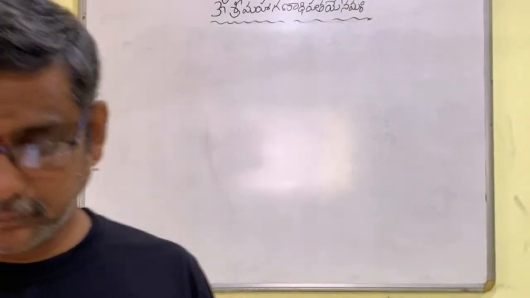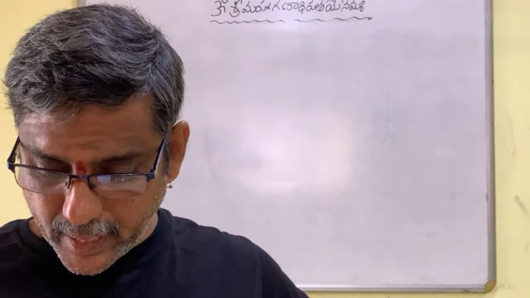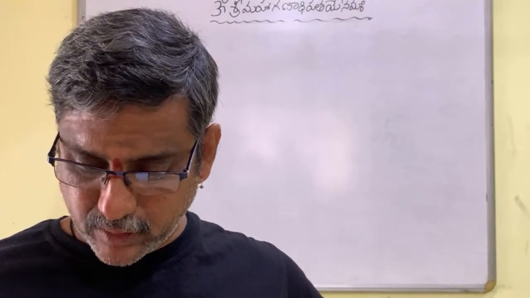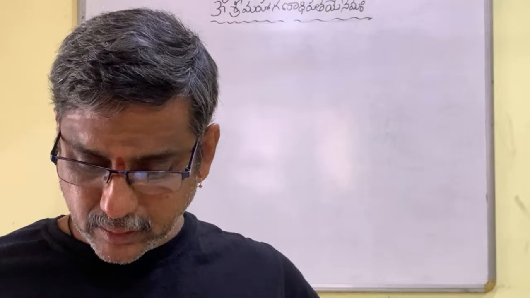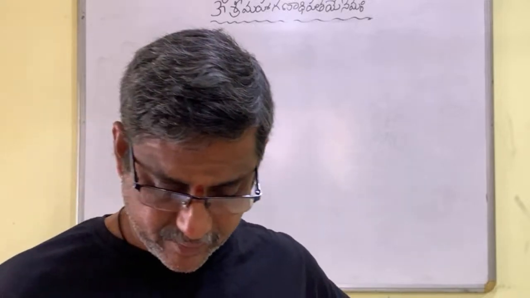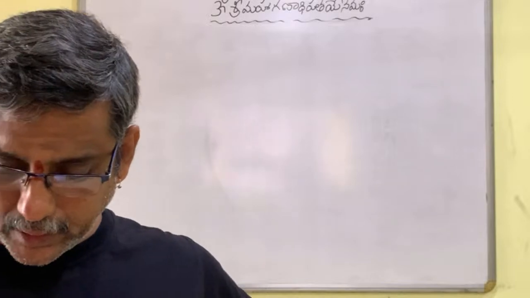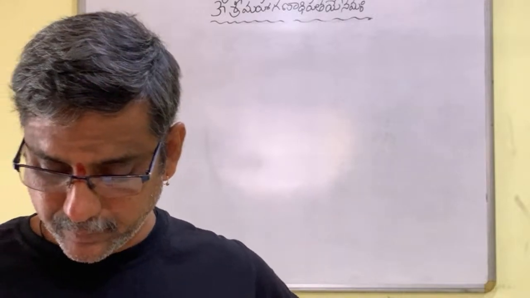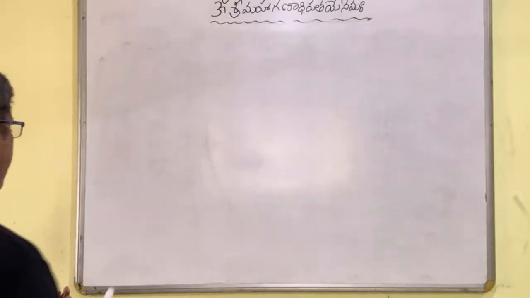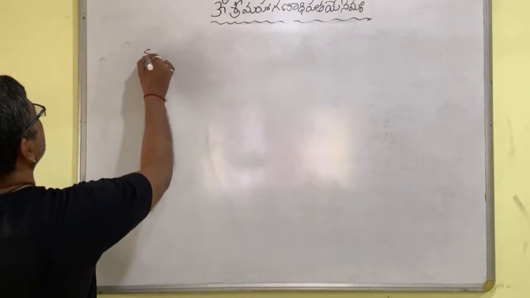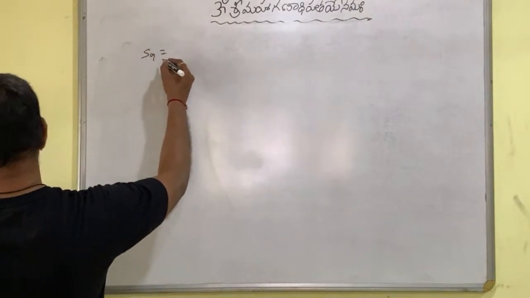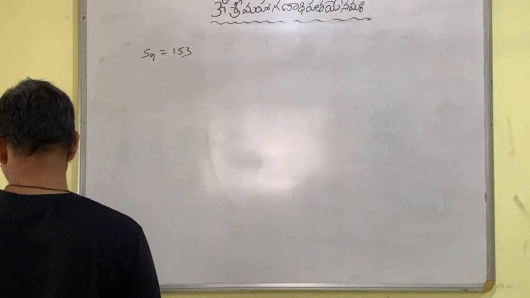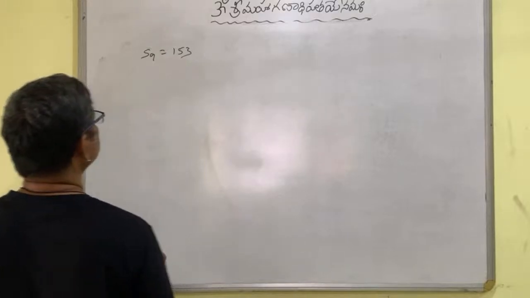Next question. In an AP of 40 terms, the sum of first 9 terms is 153 and the sum of last 6 terms is 687. Determine the first term and the common difference of the AP. Also find the sum of all the terms. S9 is given, 153, and the sum of last 6 terms.